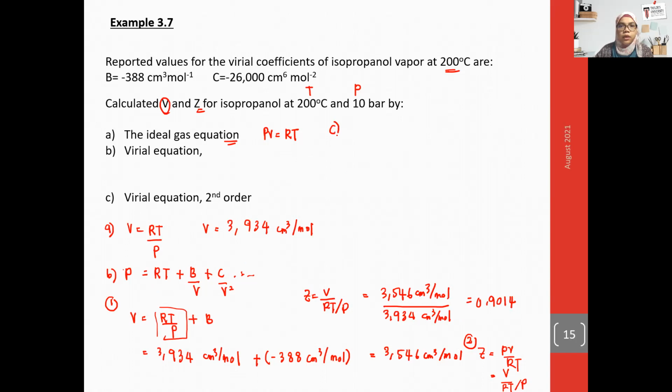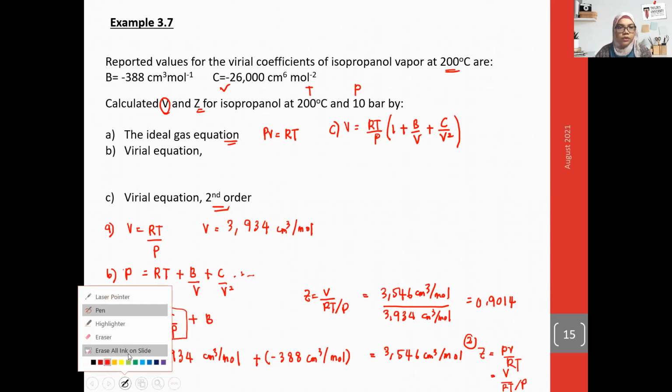How about this C? Okay, this is A, B, and C here. For the second order, that means we're going to use the term of C. For the C here, since we have V equal to RT over P times 1 plus B over V plus C over V square. What is the value that we need to insert to this?